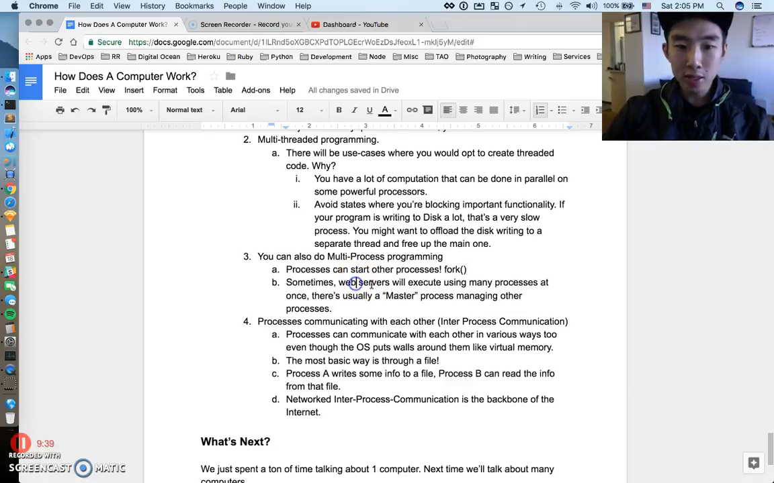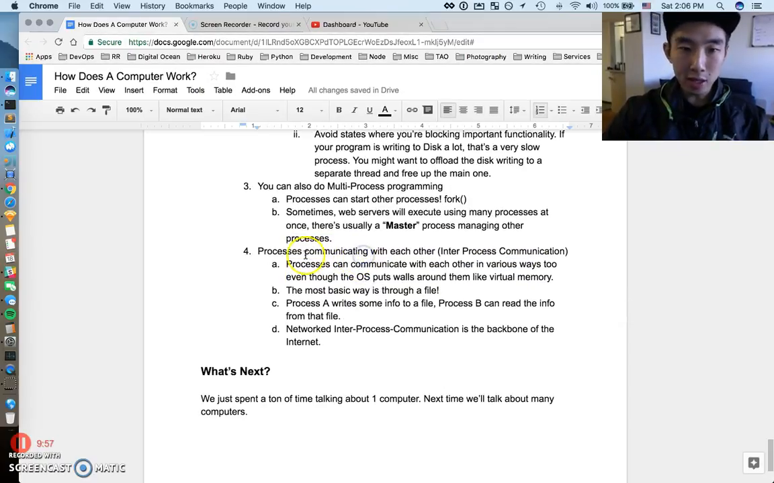One good example of this is that there's many web servers. If you read up on how web servers work, web servers can execute many processes at the same time, and there's usually a master one that manages other processes. So that's also a very cool thing you can do.